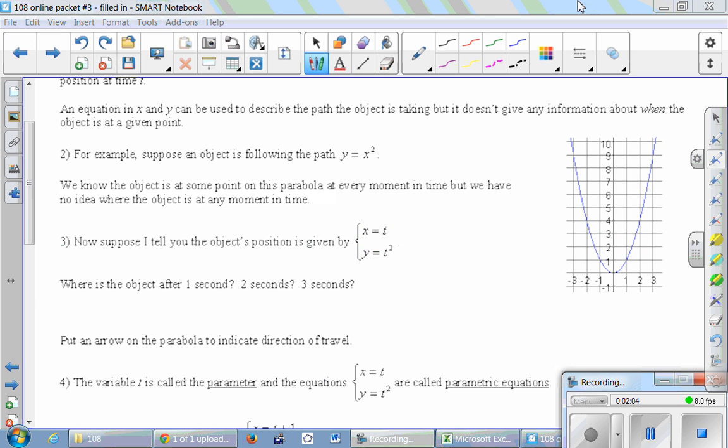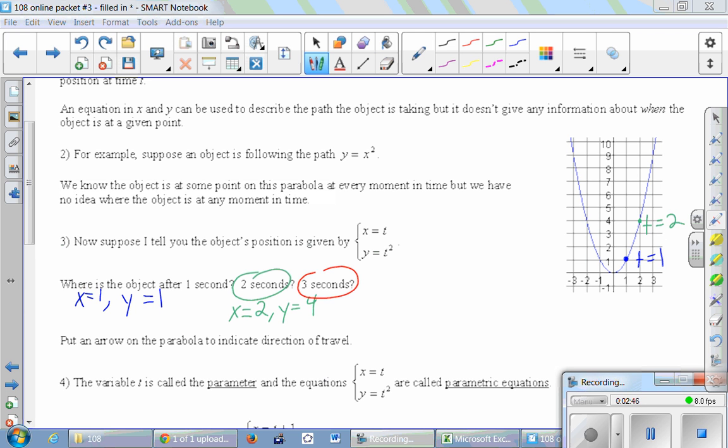So where is the object after 1 second? Well, just plug 1 in for both of those t's, and we find out that x is equal to 1, and then y is equal to 1 squared, which is also 1. So at t equals 1 second, the object is right here at the point 1, 1. So I'm just going to put t equals 1 second. And then if we go to t equals 2 seconds, plug in 2 for both of the t's. So x is equal to t, which is 2. y is equal to t squared, which is 2 squared or 4. So that's the point 2 comma 4. So right here, the object is at the point 2, 4 at t equals 2 seconds.